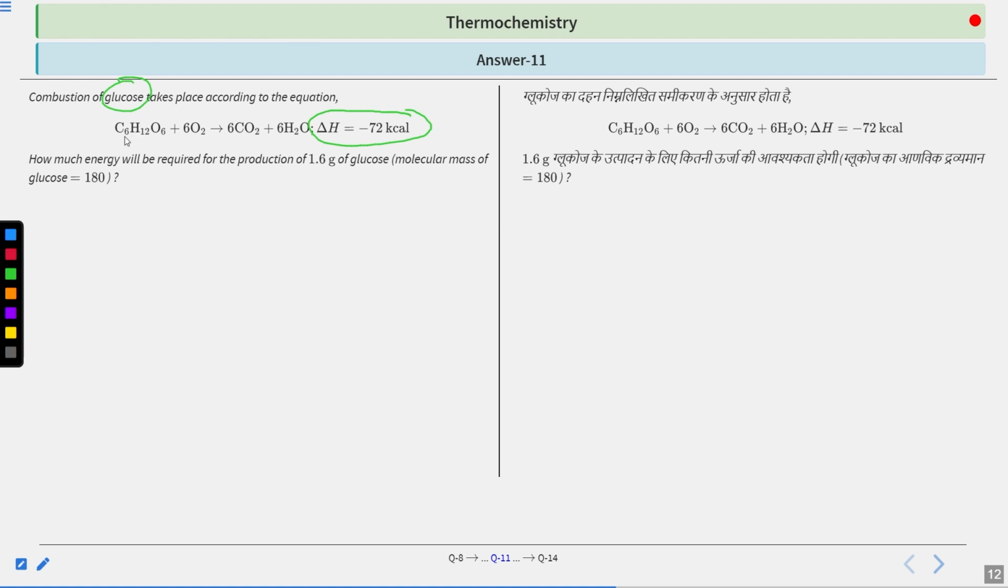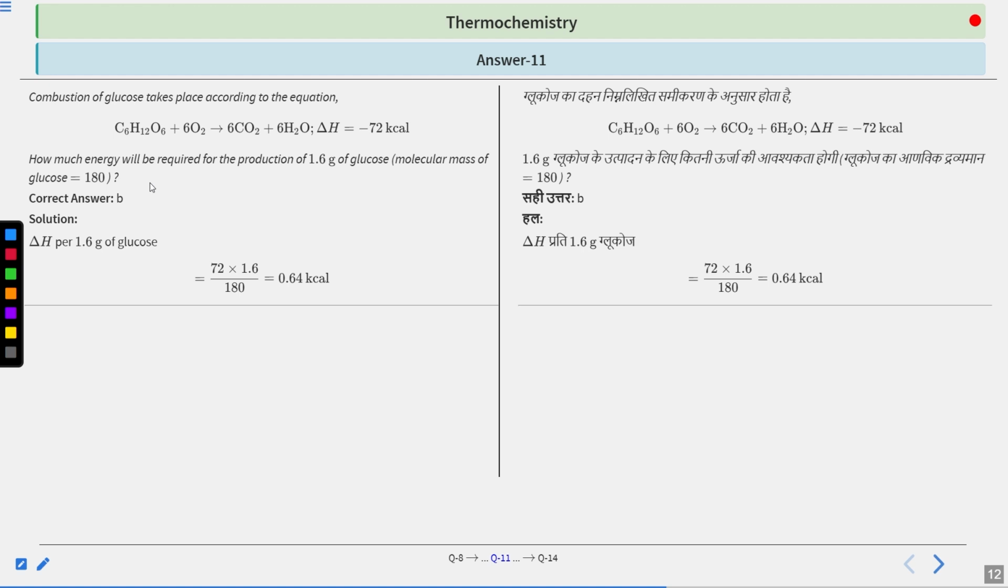It's that simple. Now what you have to do is use this data and simply use the unitary method. It is given for 1 mole, which means it is given for 180 gram, because the molar mass of glucose is 180 gram. So for 180 gram combustion this value is given, and you have to find it for 1.6 gram. Since enthalpy is an extensive property, you can simply change the values accordingly using the unitary method. Now for those who have solved, the correct answer is B.